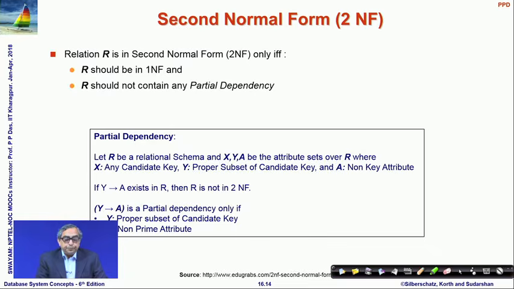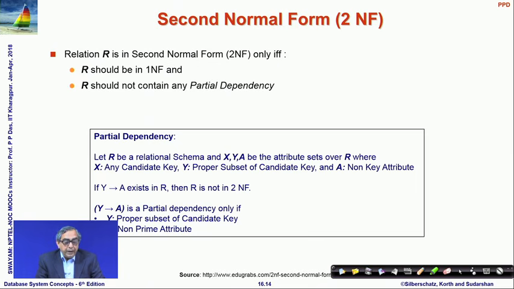Moving on, the second normal form. A relation is in second normal form if it is in first normal form and it does not have any partial dependency. So, what is a partial dependency? I have given the definition here.